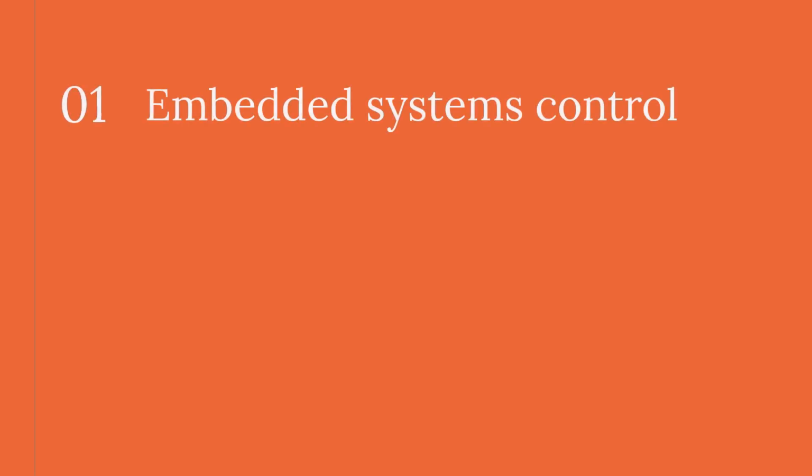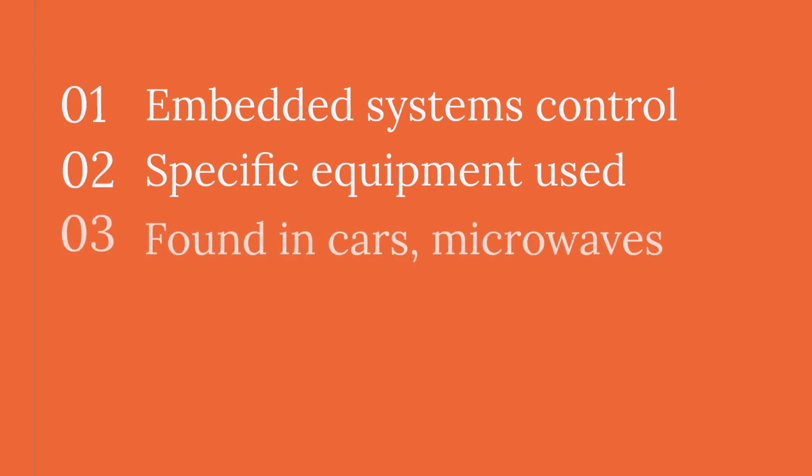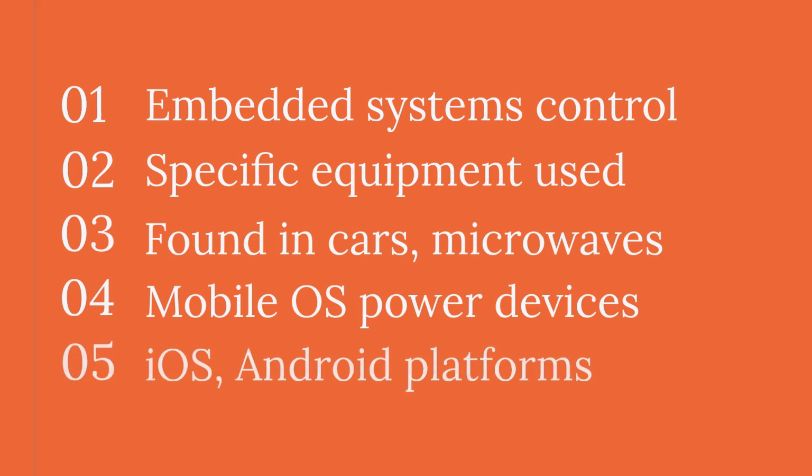Embedded systems control specific equipment. They are found in devices like cars and microwaves. Mobile operating systems power small devices. iOS and Android are popular mobile platforms. Constraints include memory and power limitations.